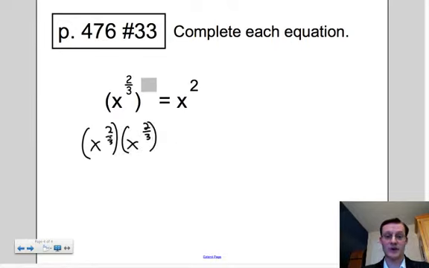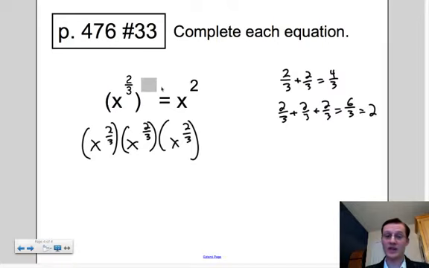Let's see, 2/3 plus 2/3 plus 2/3. That is 1, 2, 3. So 2, 4, 6 thirds. 6 divided by 3 is 2. So that is what I had wanted. So this is going to be a 3.